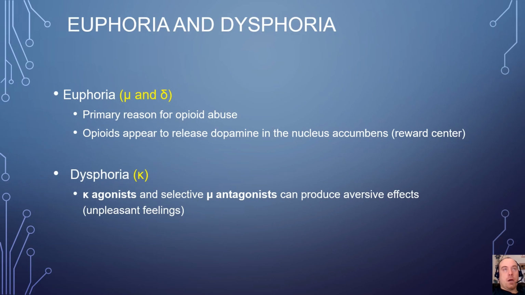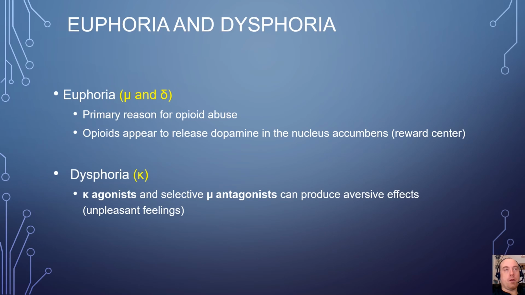So now we're continuing on the different effects of opioids. We've pretty much finished the analgesic effect, which is their main therapeutic purpose. Now we're going to talk about euphoria and dysphoria. Not too much more than I already talked about, so it'll be pretty quick.